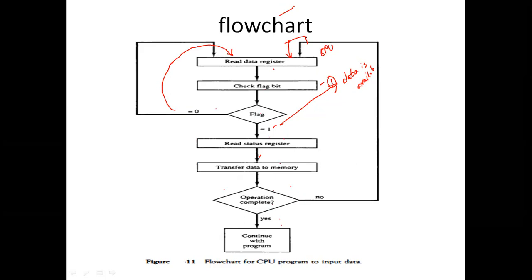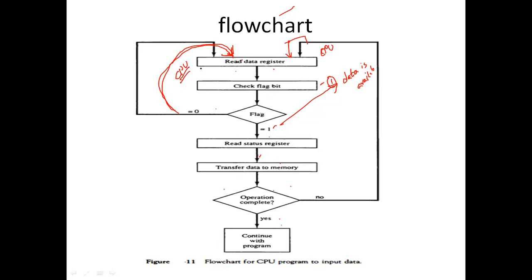So the drawback of programmed IO is that the CPU, instead of doing its work, keeps on waiting by checking the data register. If the data is available, it proceeds. If the data is not available, it again keeps on checking the data register. So this is the drawback we have found in programmed IO.